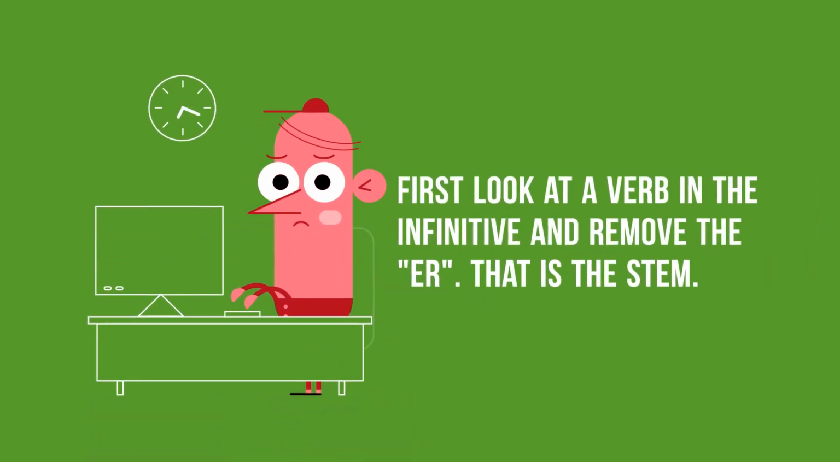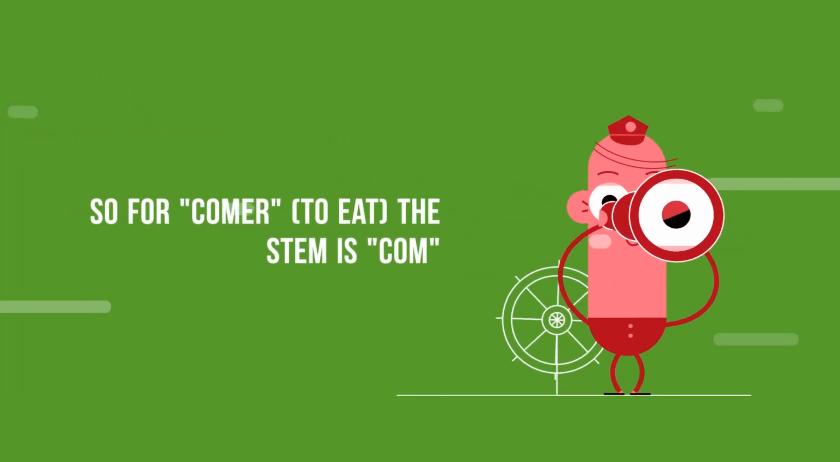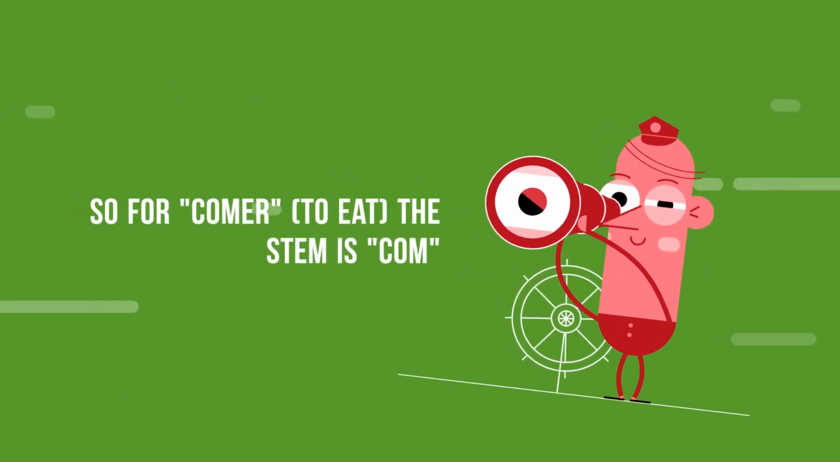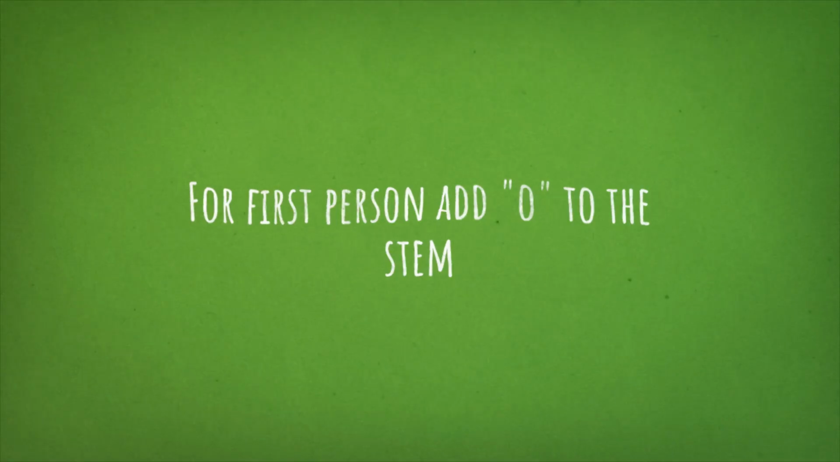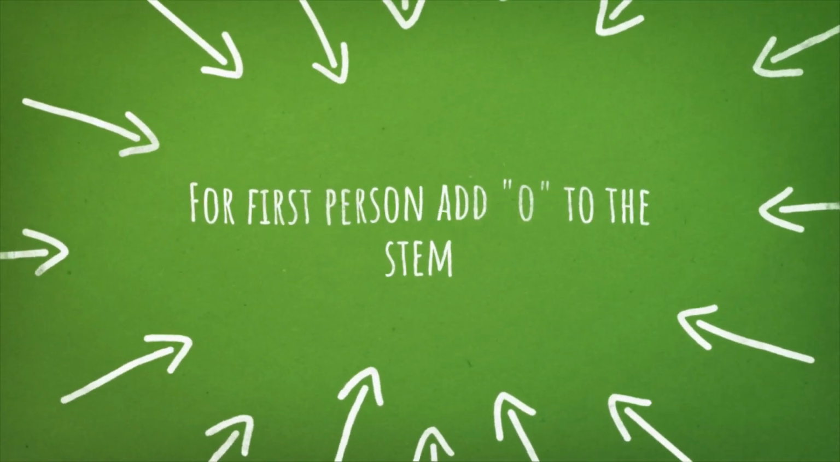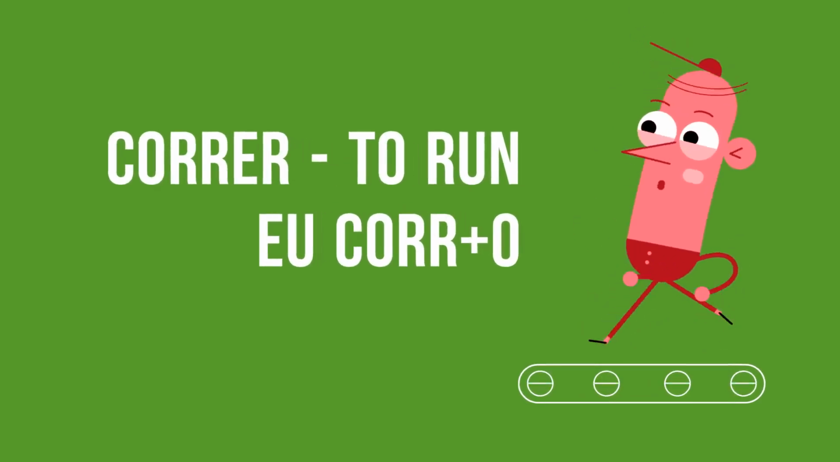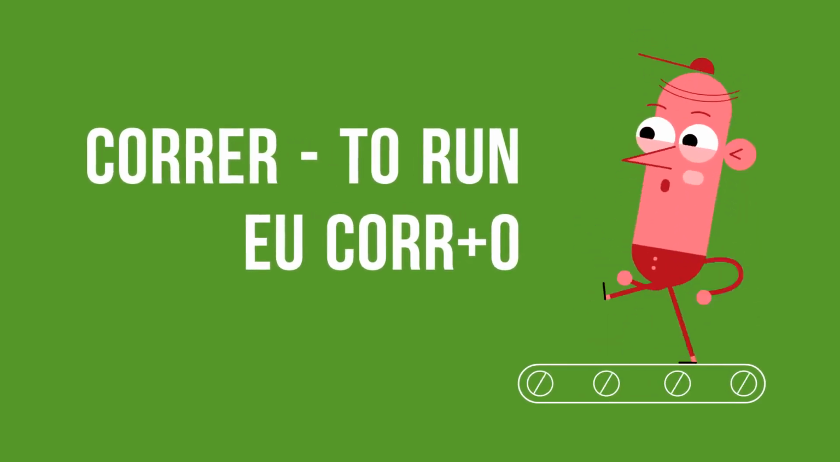First, look at a verb in the infinitive and remove the ER, that is the stem. So for comer, to eat, the stem is COM. For first person, add O to the stem. Eu corro.